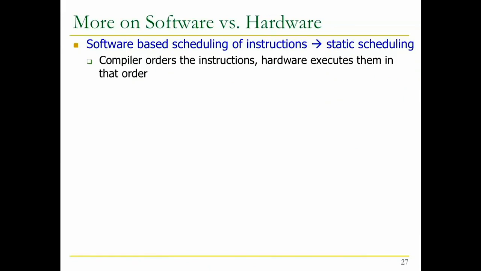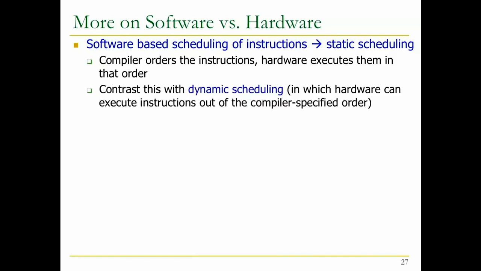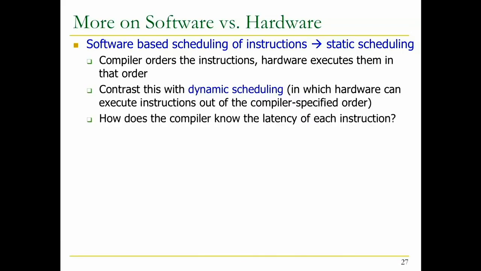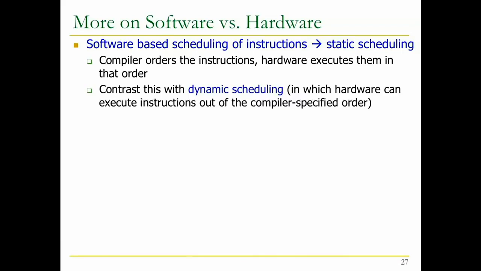So in the software-based scheduling of instructions, the compiler orders the instructions and hardware executes them in that order, right? As we discussed last time, the compiler can find independent instructions. In dynamic scheduling, hardware executes instructions out of the compiler-specified order. But as we will see soon, hardware needs to reorder the instructions such that it's reported to the software in the compiler-specified order.